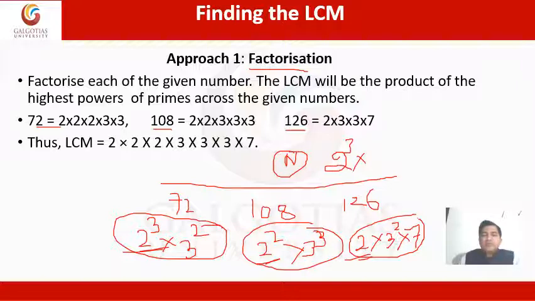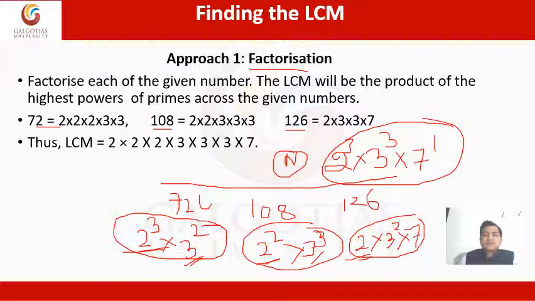Similarly, for the next prime factor 3, what will be the minimum power of 3 such that it is divisible by 3 square, 3 cube and 3 square? So that will be 3 cube. Then the next prime factor is 7. What will be the minimum power of 7 such that it is divisible by 7 to the power 1? 7 to the power 1. So this is the LCM of these three numbers. Got it? Okay.